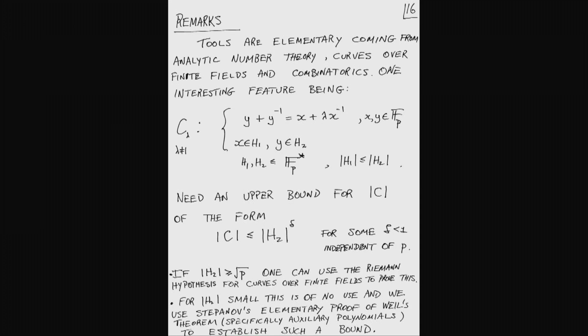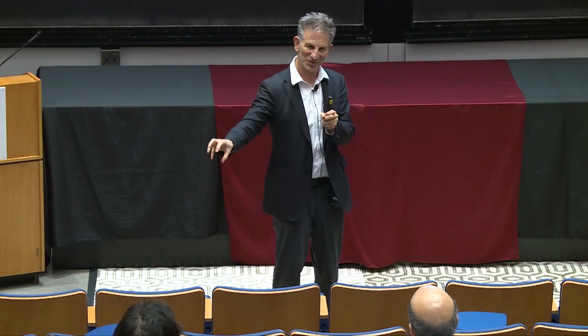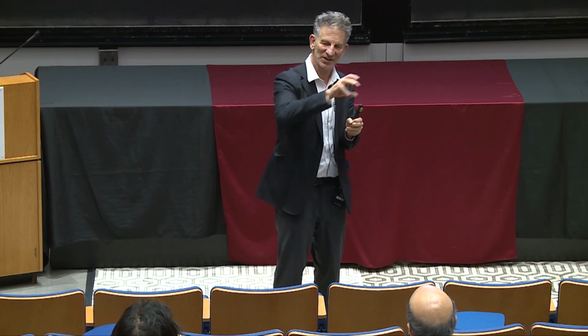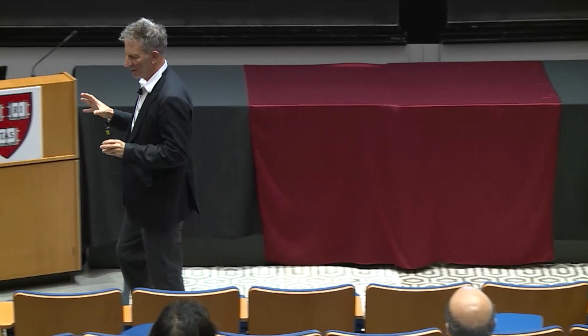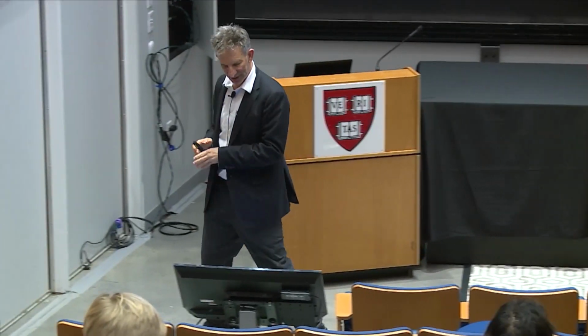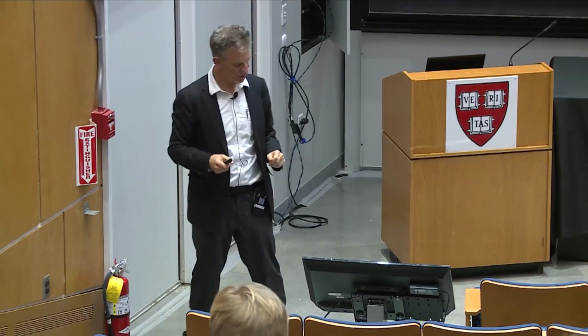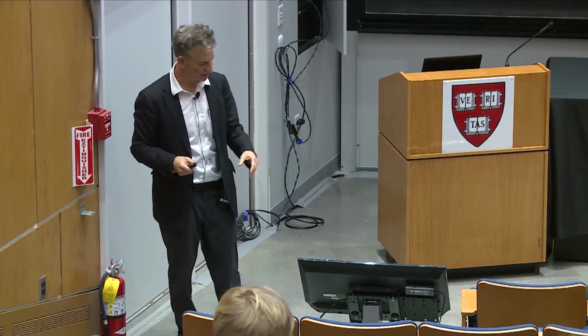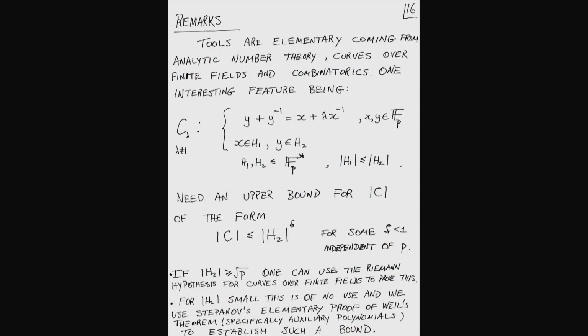That's a trivial bound. But in order to make this iteration process that I described, starting from the small set to get to the big set, work, we need to give an upper bound for the number of solutions to this, which is the bigger subgroup to a power delta less than 1. That's the key. And this sounds like maybe the Riemann hypothesis for curves over finite fields will do this. And it does if the size of H2 is bigger than root p.